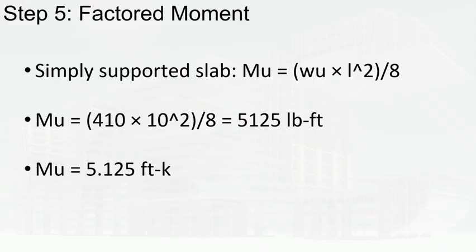Now what you need to find is the factored moment. For a simply supported slab, the moment is WUL squared divided by 8. Now, how exactly did we get this value? What you need to do is find the shear force and the bending moment of your simply supported slab. After doing that, you will be able to find how we actually got that value. I want you guys to do it on your own.